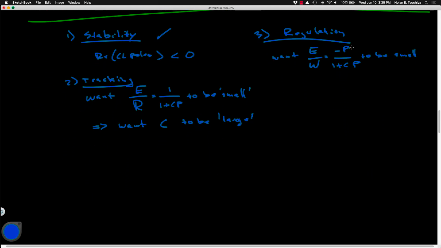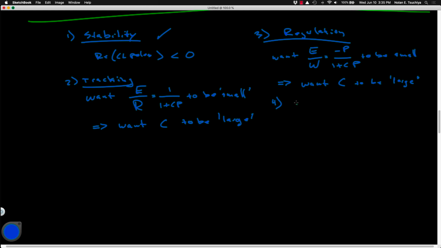So for regulation, we're trying to minimize this ratio of minus P over 1 plus CP, and just like before with tracking, this would imply that we want a large C. Right? So again, we want a high authority controller to achieve the regulation control objective. These two control objectives, tracking and regulation, it kind of makes sense intuitively that you'd have a more sensitive, higher authority controller to achieve those. This is just sort of the theoretical proof of that.